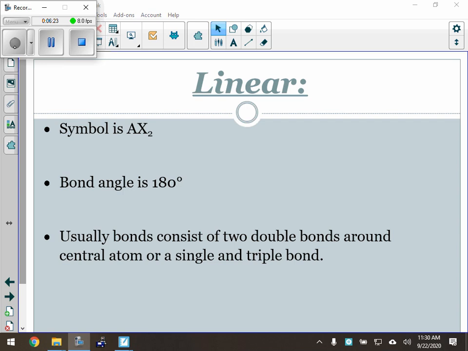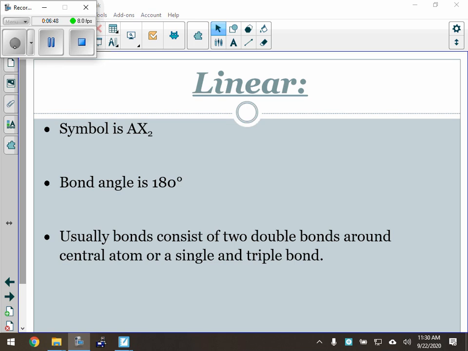Some examples of linear structures. I'm going to give you a couple of examples, but what we have to do is basically the same thing we've done before. We have to be able to draw the molecule first. Then we can match it up to this formula, AX2. We can say, oh, AX2, that's linear. It's got a bond angle of 180, and then we're going to add on to that down the road. But the first thing is we have to be able to draw them.